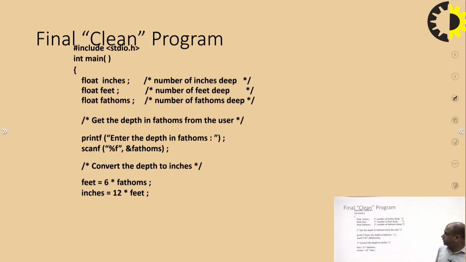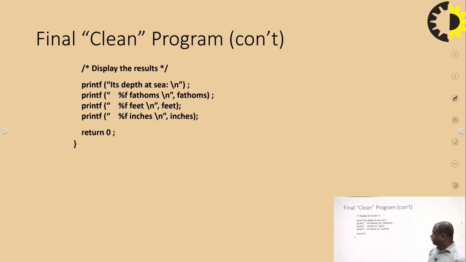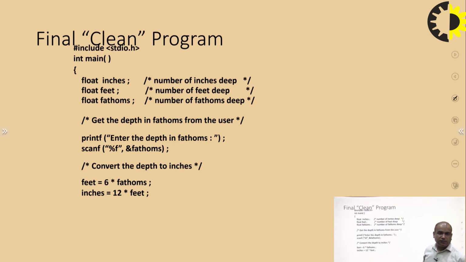Let us finally clean this code. Integer, float inches, float feet, float fathoms. So I write, enter the depth in fathoms. Next, convert this depth into inches. Next, we want to display the result accordingly, and this will be the clear code we need to write. That is the way to write our code very clean and clear. So make it a practice. We will write clean and clear code with these comments also, so any user using that code can understand it.